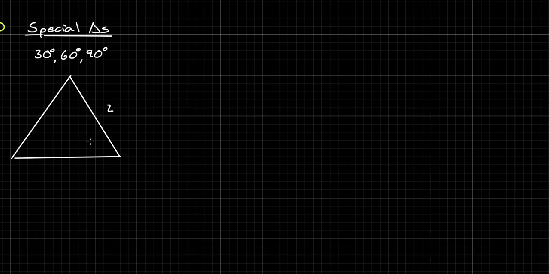If this side has a length of 2, what's its length? 2, and the bottom length would be, so check it out. What are each of these angles? If it's equilateral, they all have to be the same.